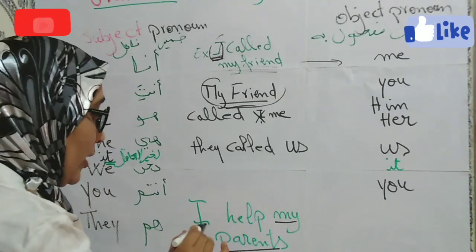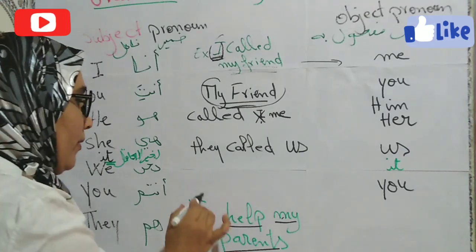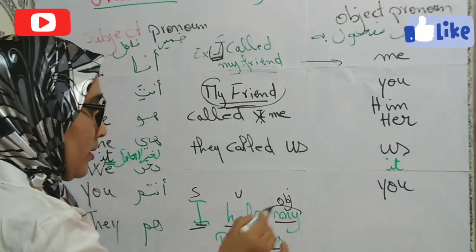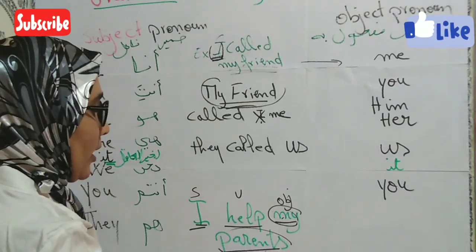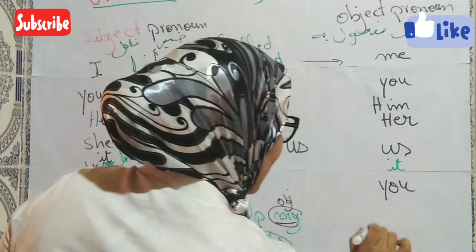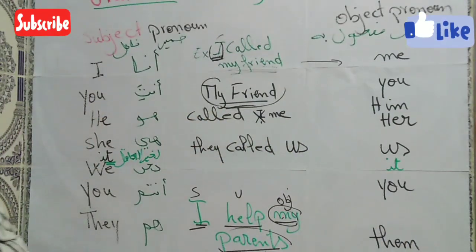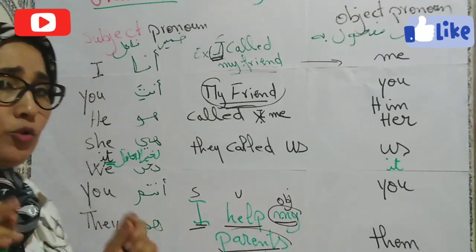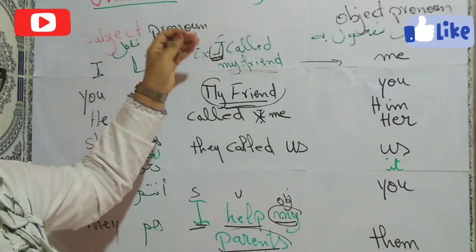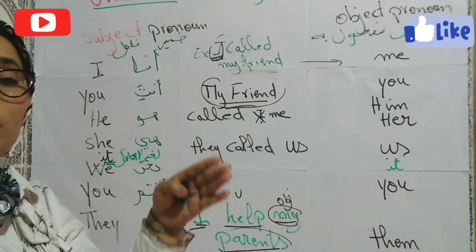My parents, we have subject كما قلنا سابقا, subject, verb, object. We have subject, verb, object. Okay? My parents is object. So what can we say? I help them. Very good. That's it. I help them. So as you see here, it's a very easy, simple lesson. You just have to know يعني خصنا نعرفوا الفاعل والمفعول به. الضمير قد يكون فاعلا قد يكون مفعولا به حسب الجملة.